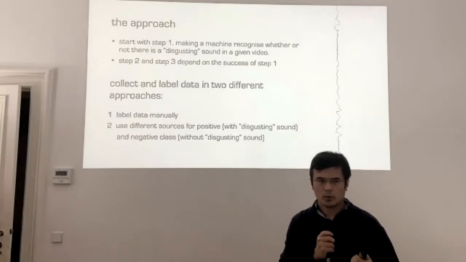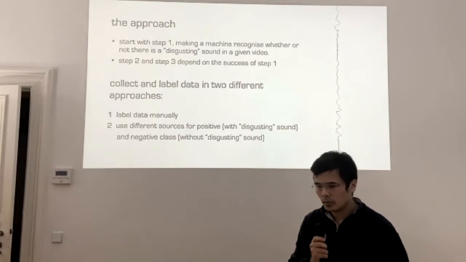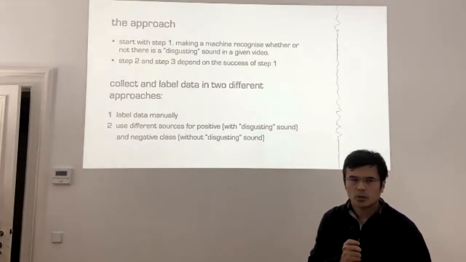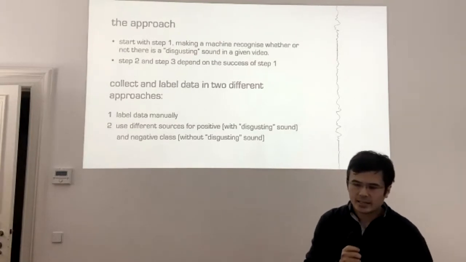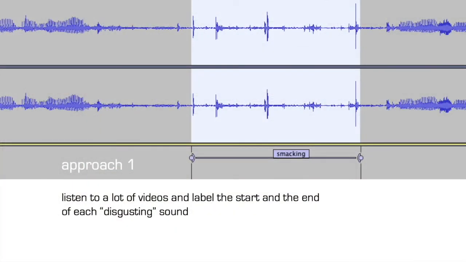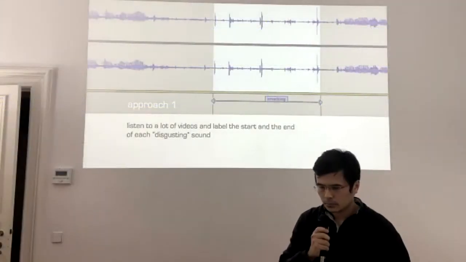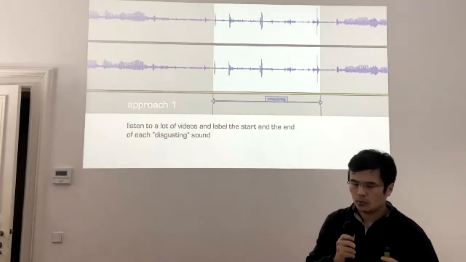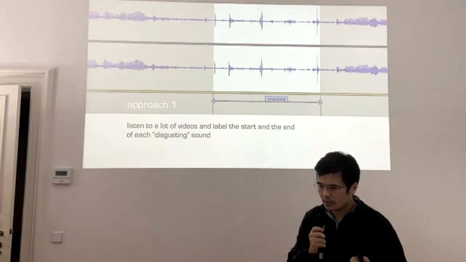There are two approaches. One is to label data manually. The second one is to use different sources for positive and negative classes. For approach one, we listen through a whole video or audio file, like a talk or a speech, and label the starting and the end of each SMACK sound as shown on the slide. And then we cut this audio file into slices of a fixed length, like a half second.